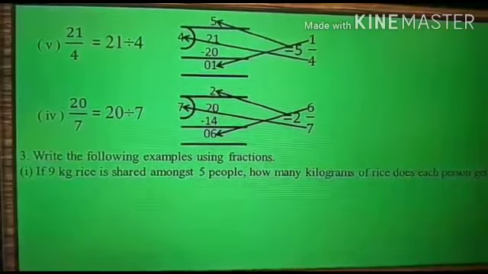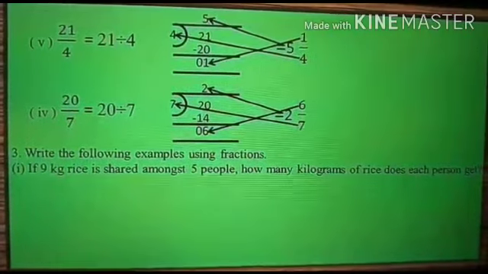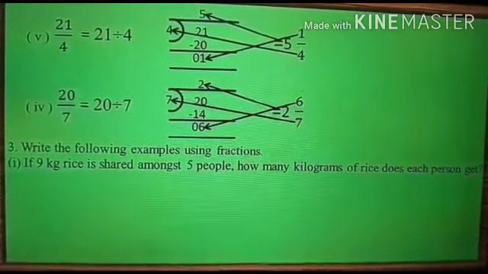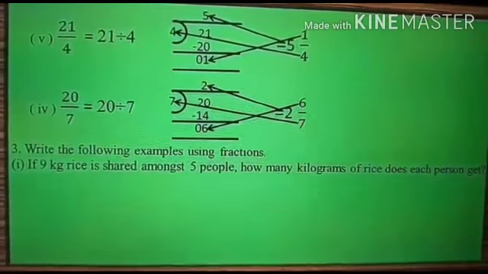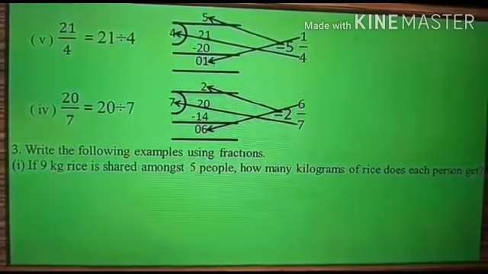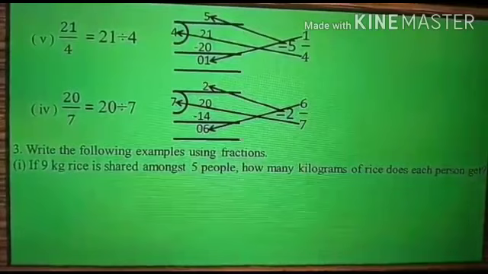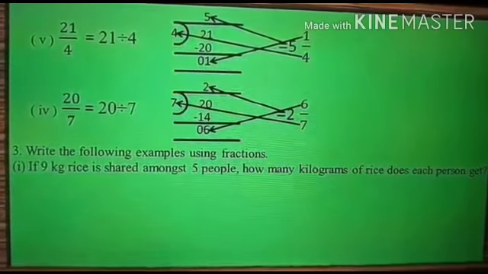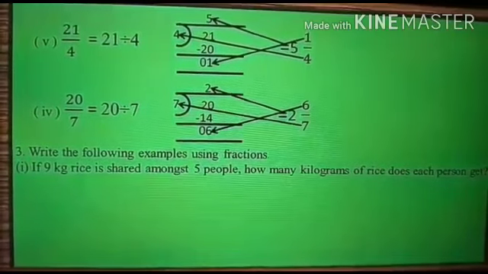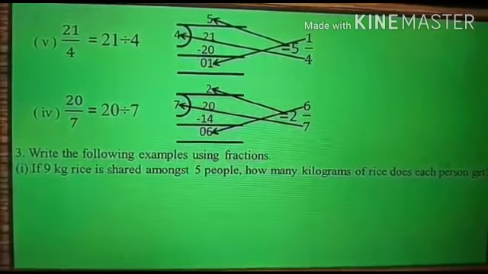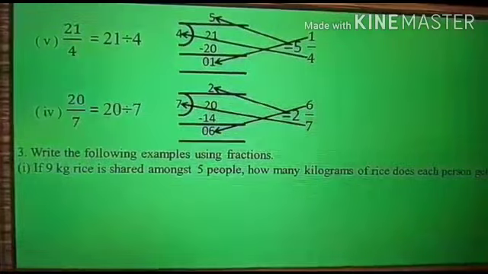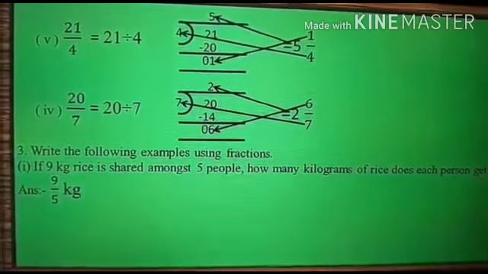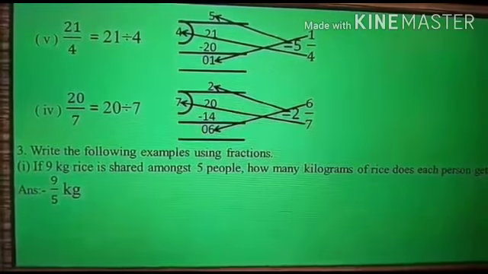Write the following examples using fractions. If 9 kilograms of rice is shared amongst 5 people, how many kilograms of rice does each person get? We have to divide the quantity of rice by the number of people. So our answer is 9 upon 5. Each person will get 9 upon 5 kilograms of rice.